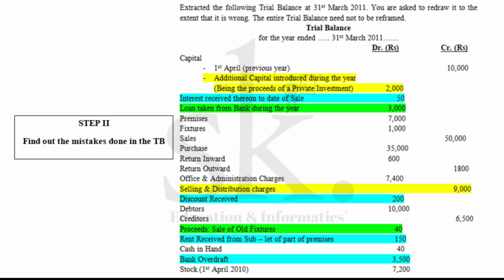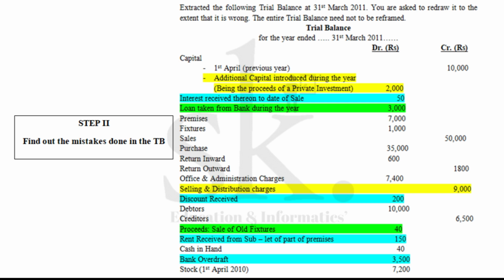Number 2 is interest received thereon to the date of sale, rupees 50. Now you are aware that interest received is an income, and as per the rules of trial balance, any income and gains have to be credited. So interest received has to be credited. It has been debited. Loan taken from bank during the year, rupees 3,000, is also highlighted. Why? Because loan taken from bank is a liability, and any form of liability has to be credit. It has been debited. So it's a mistake.